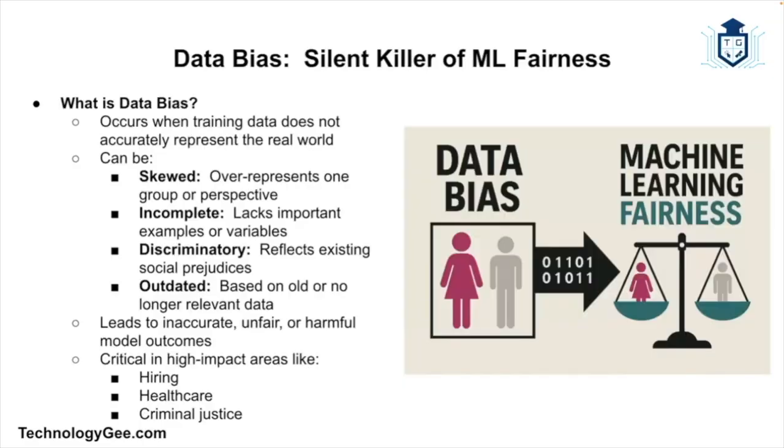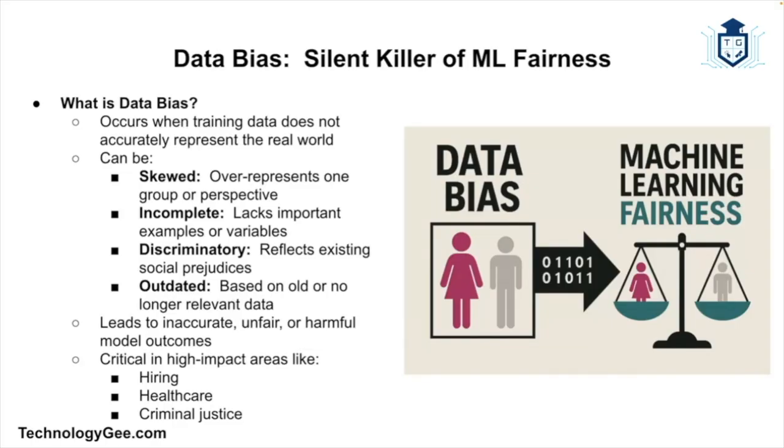All right, so next let's talk about data bias. So exactly what is this? Well, data bias happens when the data used to train your machine learning model isn't representative of the real world, where it could be skewed, incomplete, discriminatory, or just simply outdated. This means your model will make predictions that are inaccurate, unfair, or even harmful.